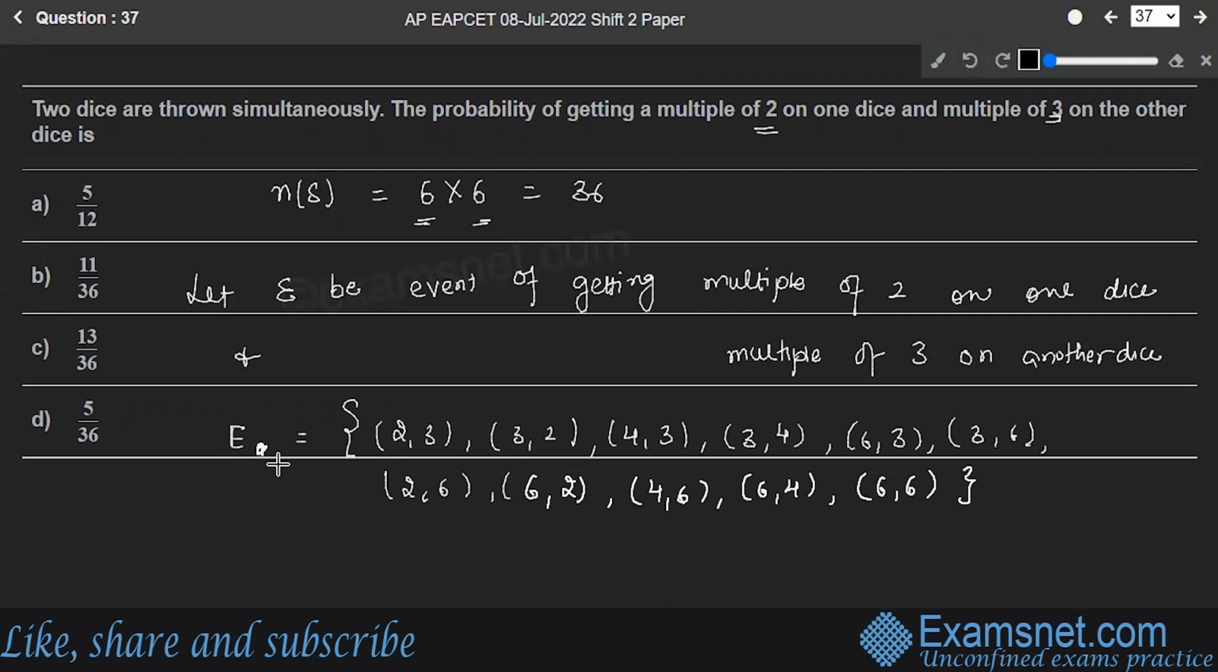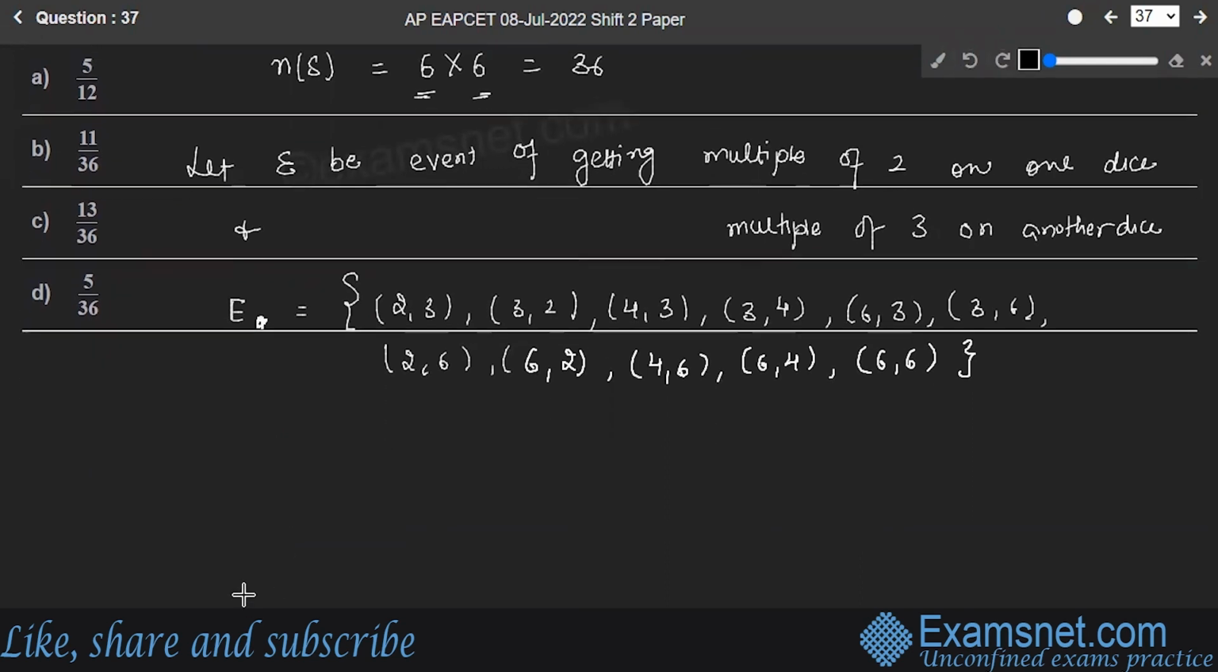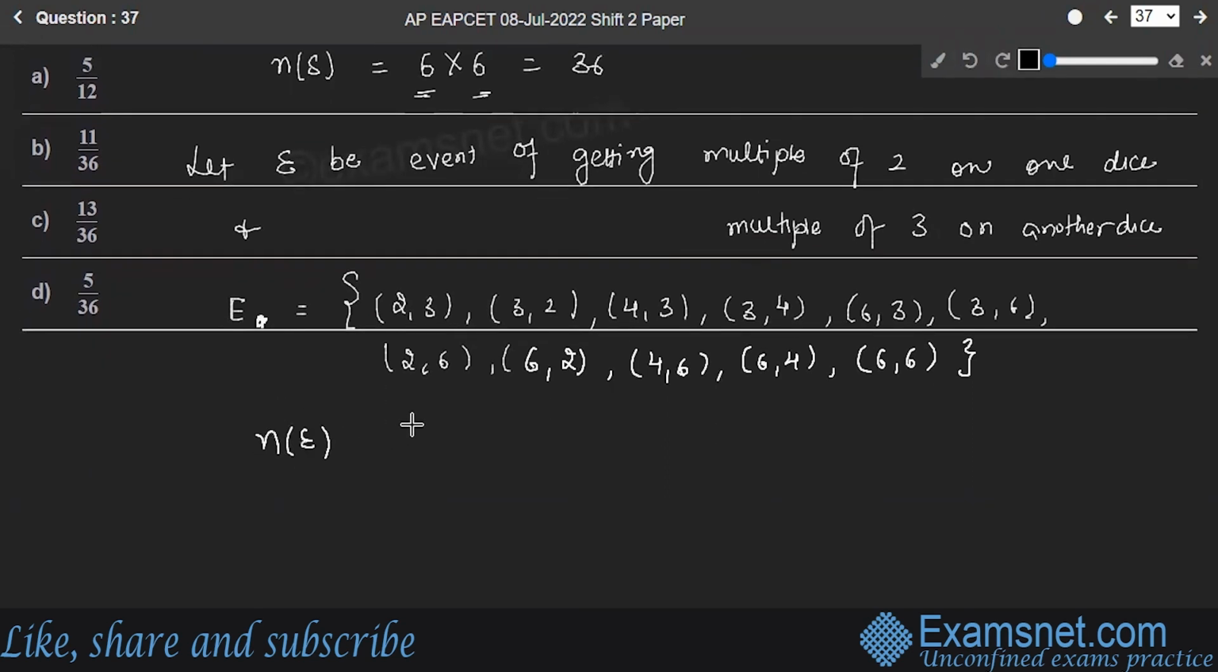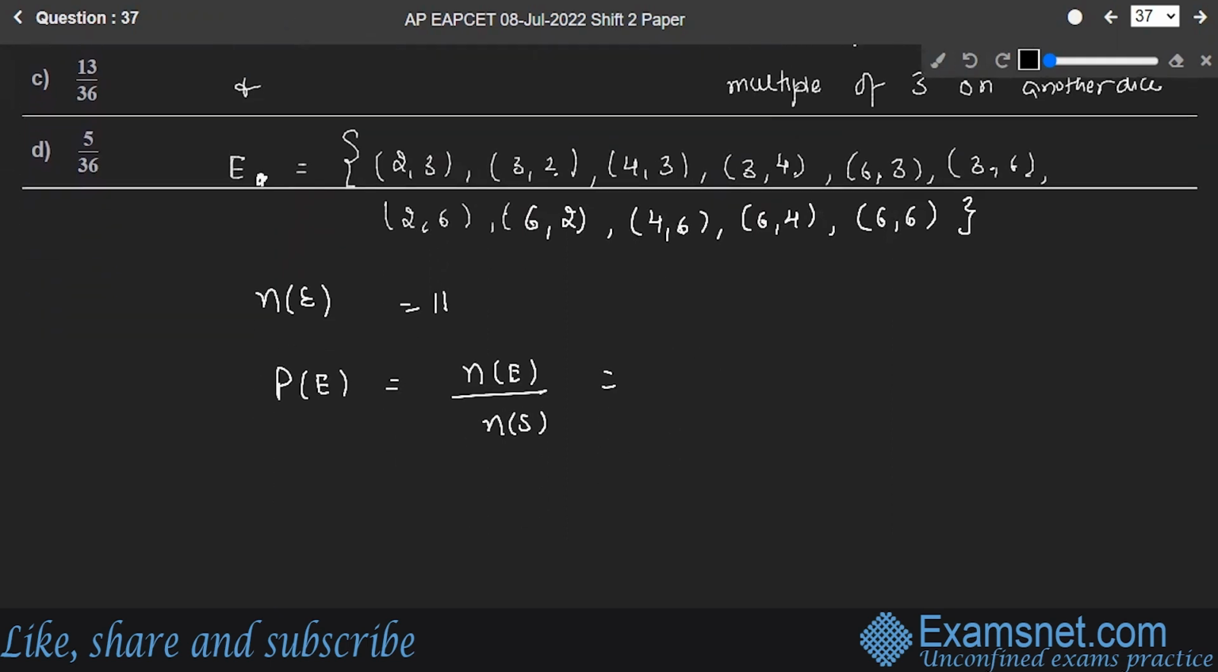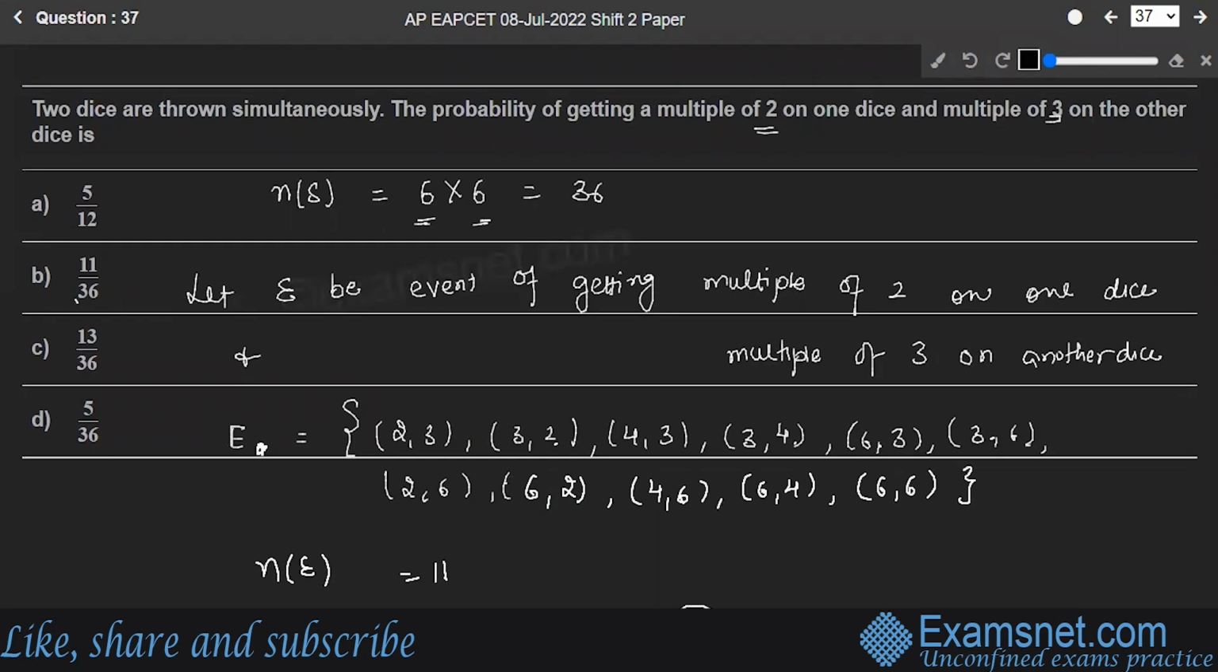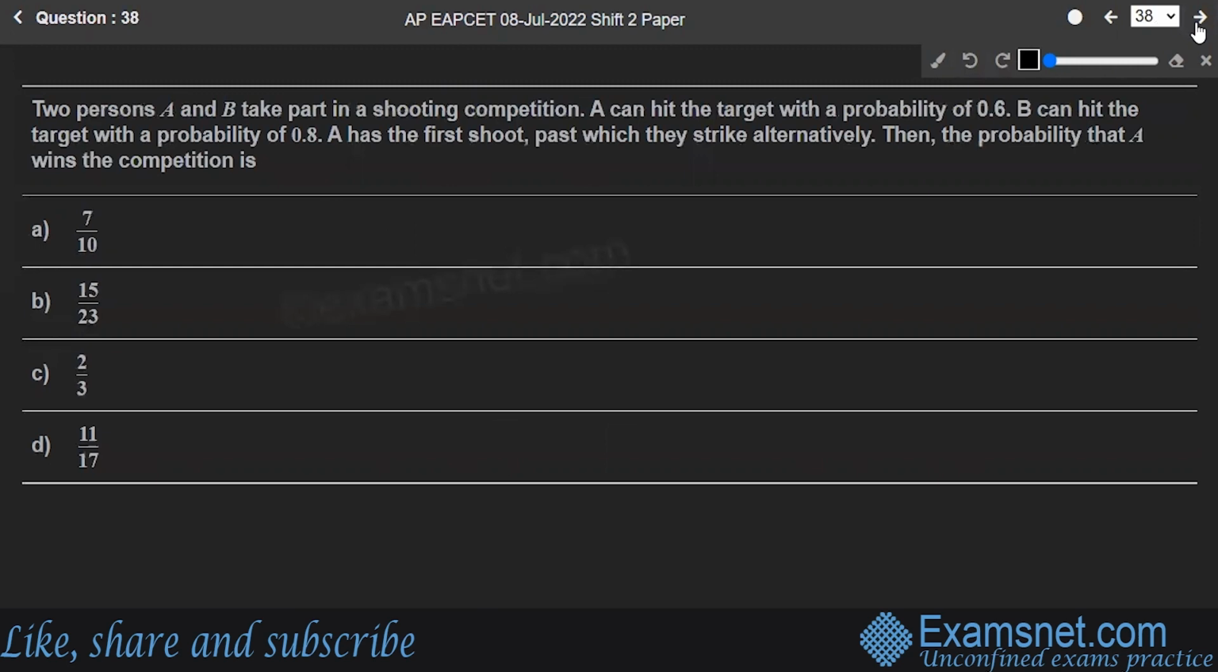This is E. Now, the number of possible outcomes in this event is 1, 2, 3, 4, 5, 6, 7, 8, 9, 10, 11. This is equal to 11. That means the probability of the event is given by N of E divided by N of S, which is equal to 11 upon 36. So this is the answer to our problem. We have option B as the answer. Right? Next, question number 38.